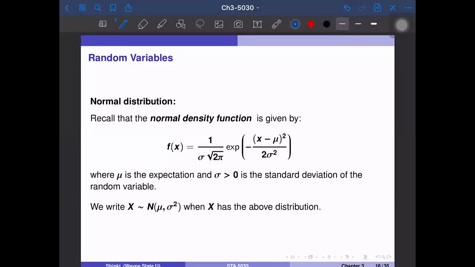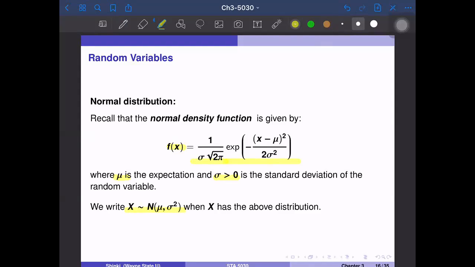Okay, so recall that the normal density function is given by this f of x. That is 1 over sigma times square root of 2 pi times exponential of negative x minus mu squared over 2 times sigma squared. So this is the normal with mean mu and standard deviation sigma. So we denote X follows normal(mu, sigma squared).